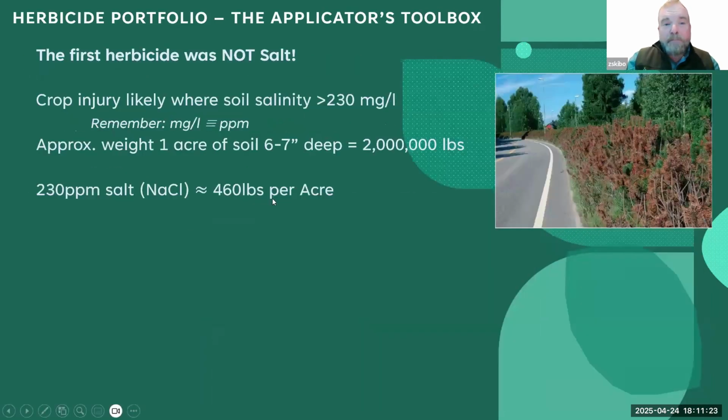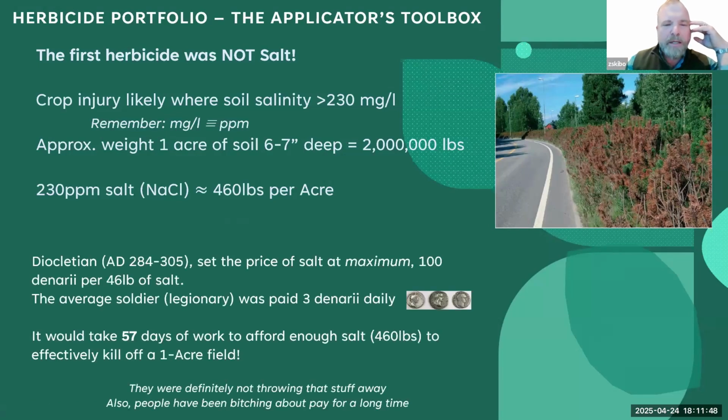The other point here, and this question always gets brought up, is that the first herbicide was not salt. And we've all heard of salting fields. Being a scientist, I was interested in how much salt you would actually have to put on a field to kill crops. That works out to be about 460 pounds of table salt per acre to get the effect that you're looking for to kill plants.